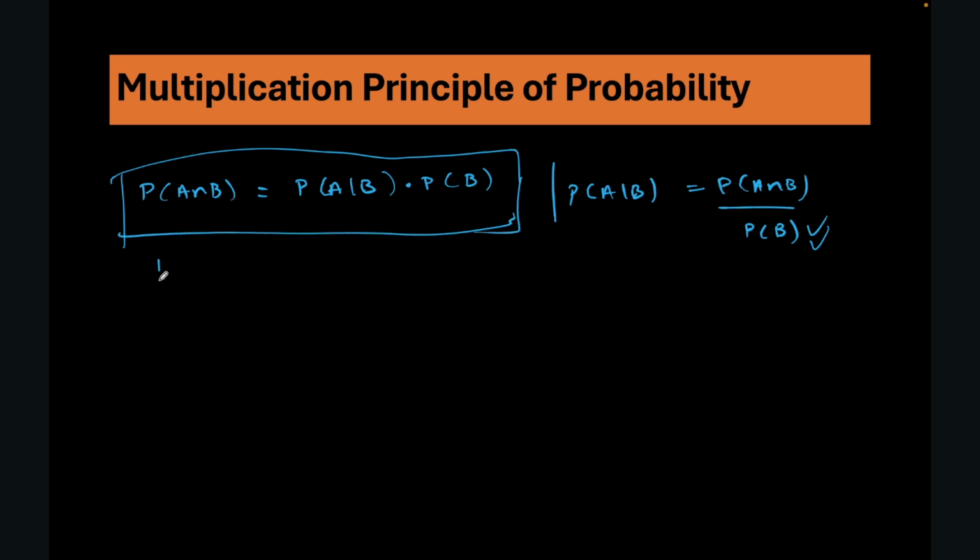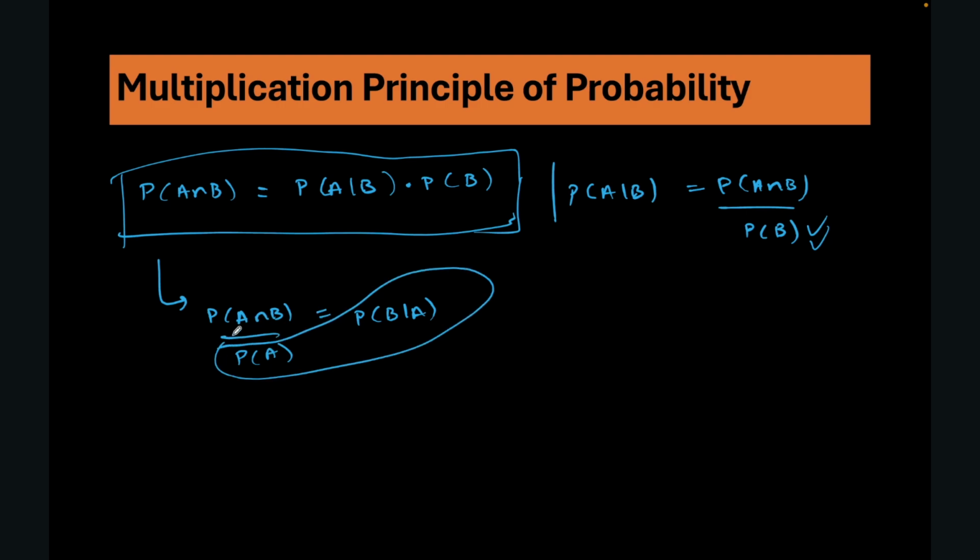Oftentimes the probability of A and B can be written as B and A as well. So you can bring in the second conditional probability, the probability of B given A, like this, and then you can swap this part in here, and you can create multiple relations out of this. I just wanted to explicitly state that you can rearrange the terms in this equation and solve numericals as well.